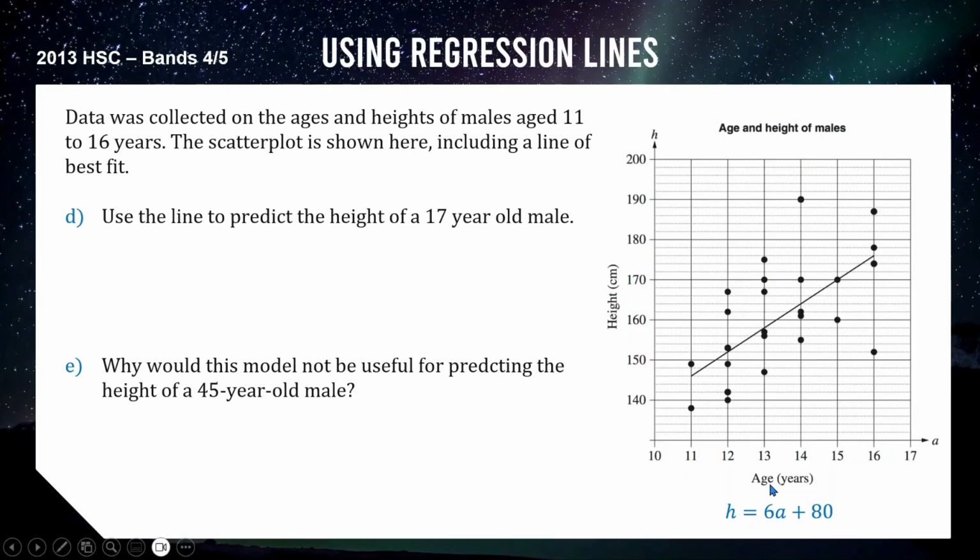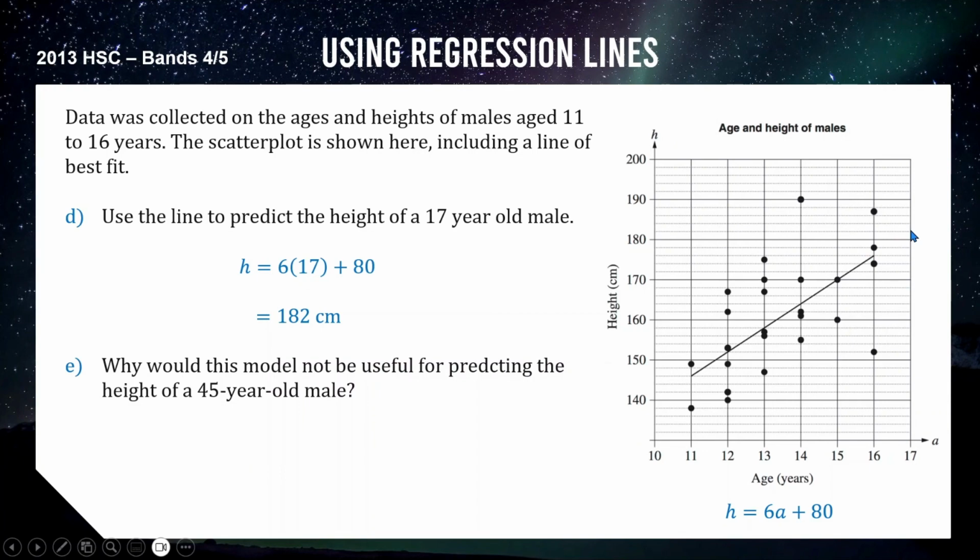Or if you want, now that we have our equation that we formed in part C, you can just very quickly use this by subbing in an age of 17 and seeing what you get for a height. So that's probably the quickest way to do it if you don't have a ruler, which everybody should if you're doing this in the HSC. Okay, 6 times 17 is something. If you add 80 to it, you get 182, and that is our predicted height on the y-axis when the x-axis goes across to 17.